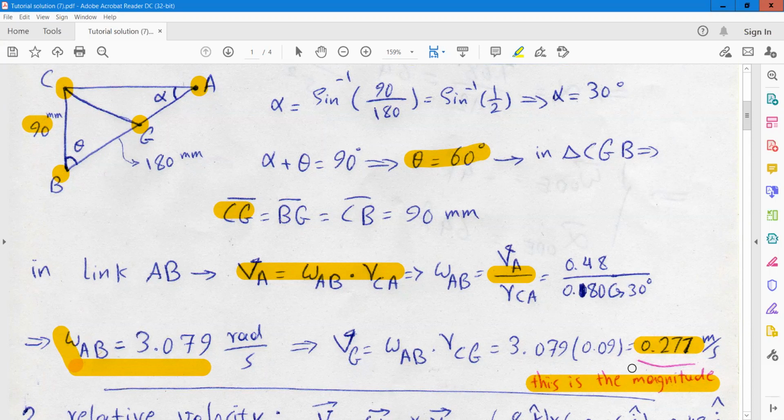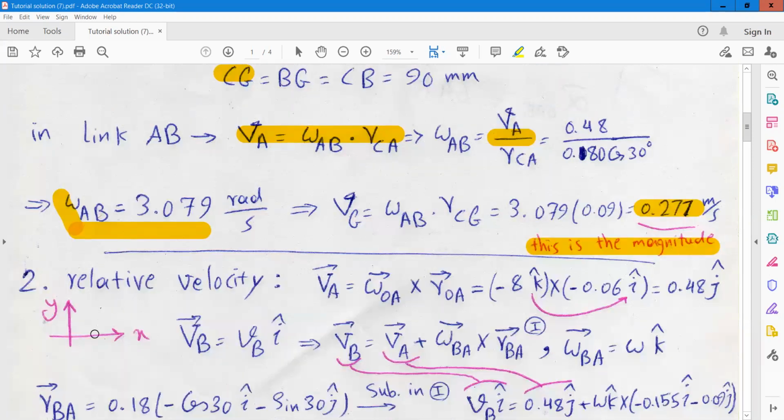The second method is using the relative velocity, as I told you. Using the relative velocity, first we need to obtain a coordinate system. We consider that this is the x, y coordinate system. Using this coordinate system, we can write the velocity of point A and B. The velocity of A in vector form is equal to omega OA cross ROA.